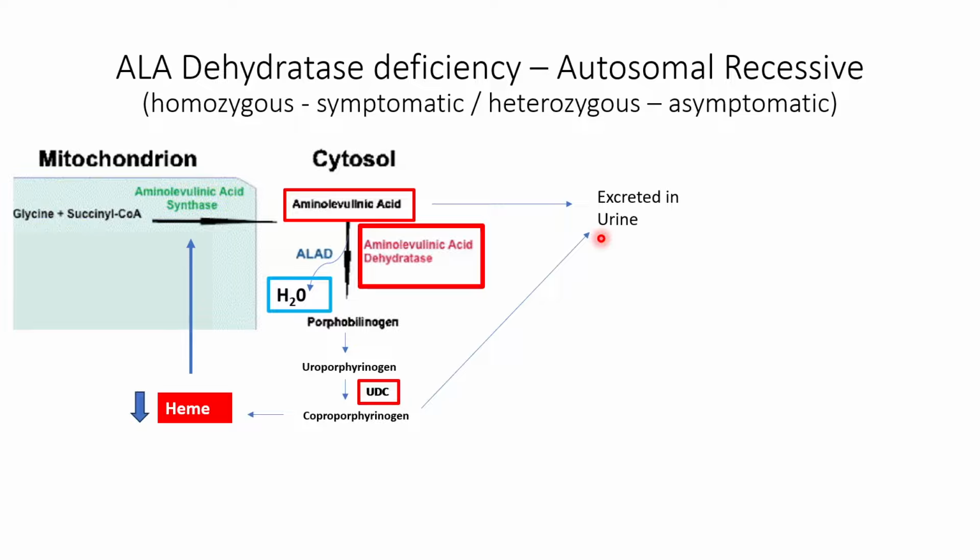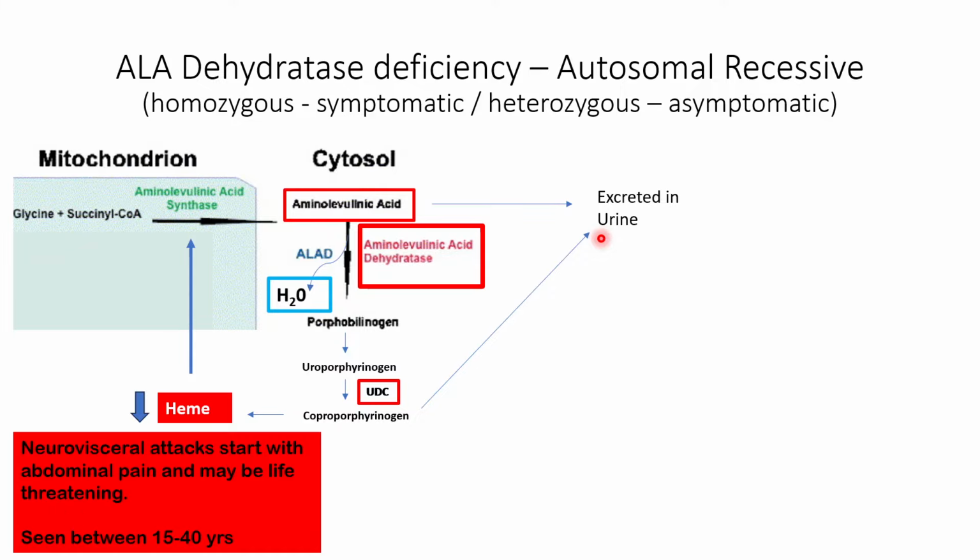So in the urine, we get increased concentrations of ALA as well as coproporphyrinogen. Because ALA is neurotoxic, it leads to neurovisceral symptoms in the form of acute abdominal pain. This is usually seen in the age group of 15 to 40 years, and the pain may be very severe and even life-threatening.